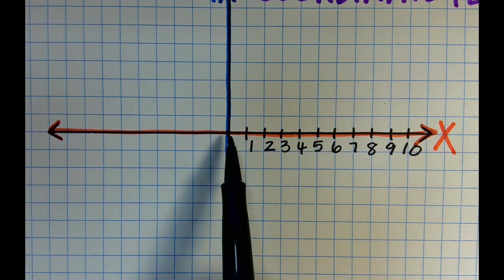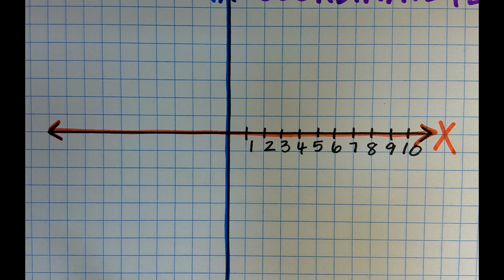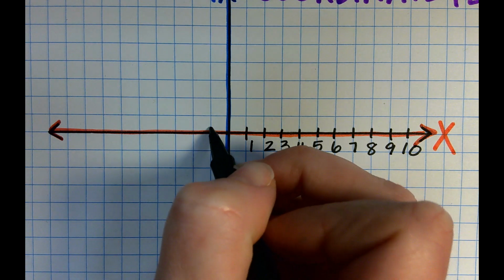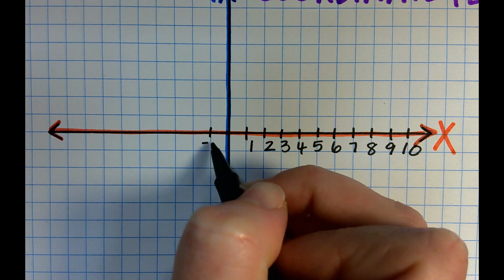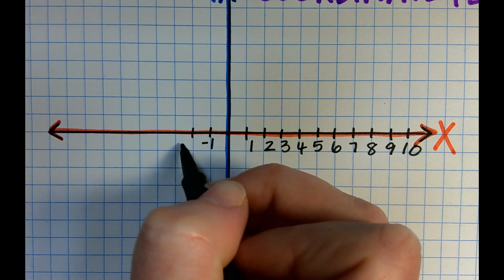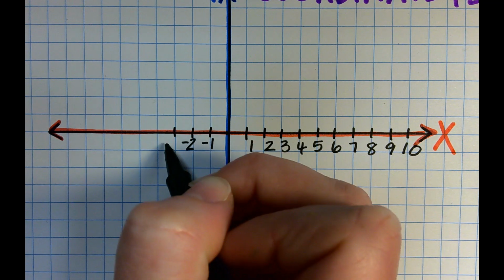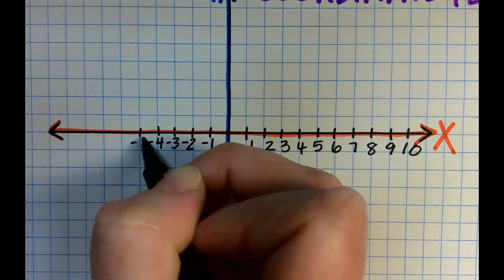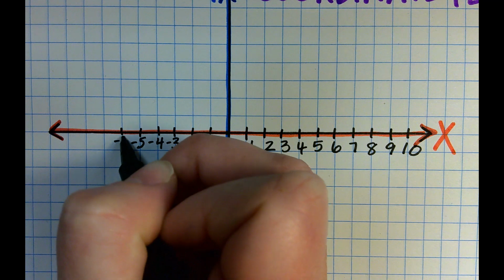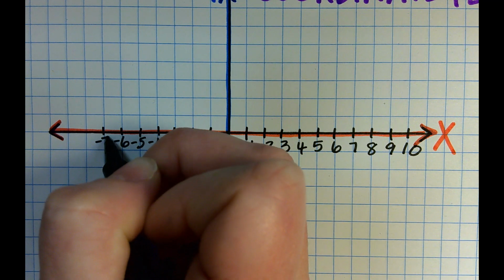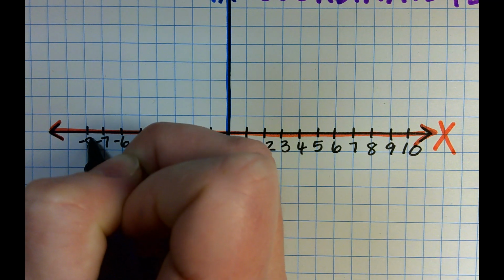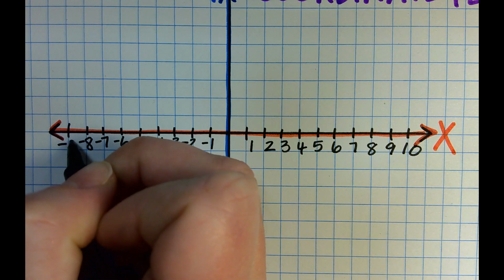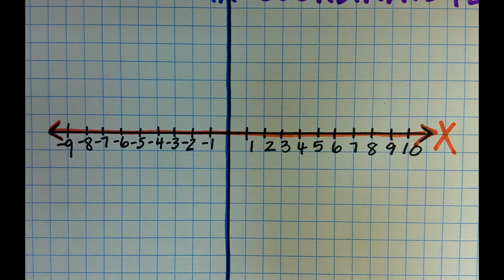Now on the other side of my x-axis, what kind of numbers do I have? Negatives. So we're going to label those as well. They go in reverse order. -1, -2, -3, -4, -5, -6, -7, -8, and I didn't quite make it even, -9. There we go. That's what I got so far.